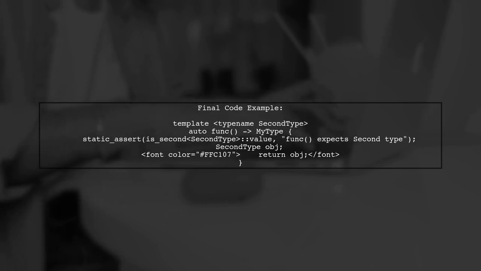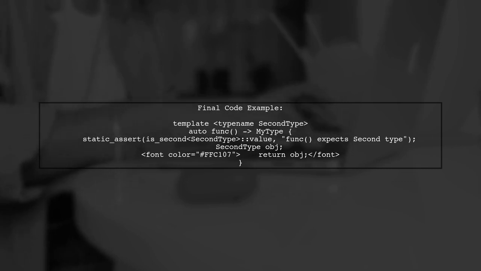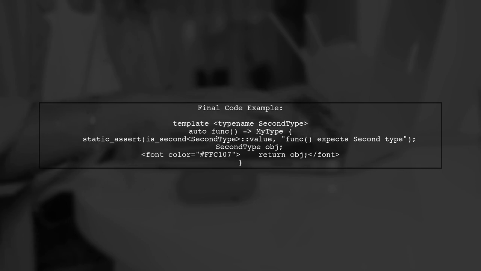Finally, let's see how this all comes together in the function definition. This approach allows us to avoid manually checking each possible instantiation of the second template.